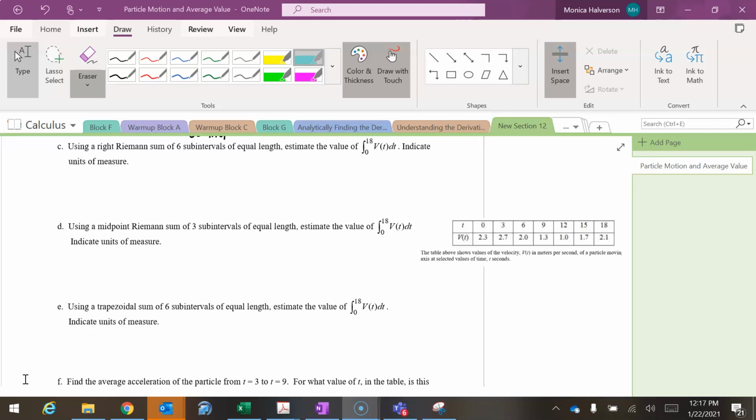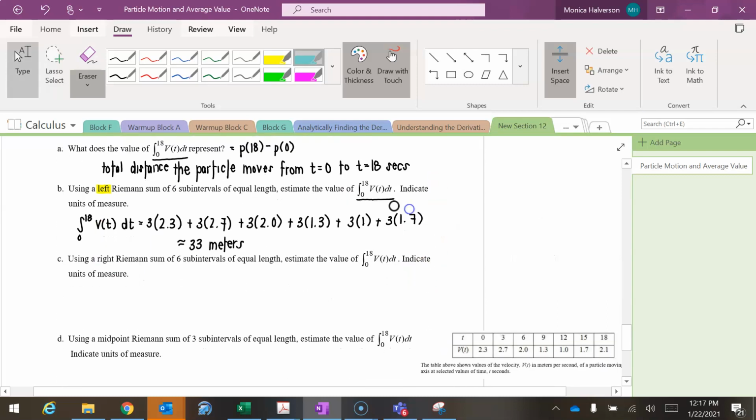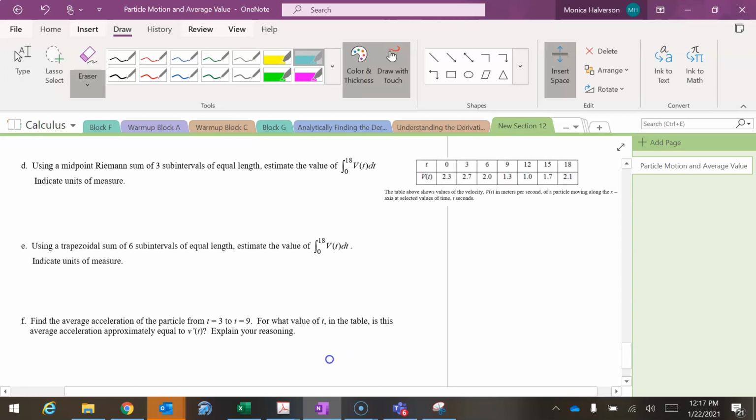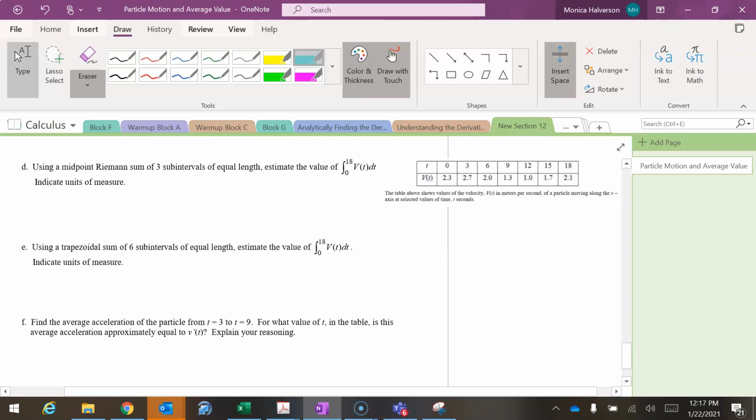Now that you've found the right Riemann sum to find the value of the definite integral, I want you to also find the next 3 questions: midpoint Riemann sum of 3 subintervals, trapezoidal sum of 6 subintervals, and find the average acceleration. I have copied the table down for you here to complete the next 3 problems. Once you are done with that, you are done and ready to move on to the worksheet.